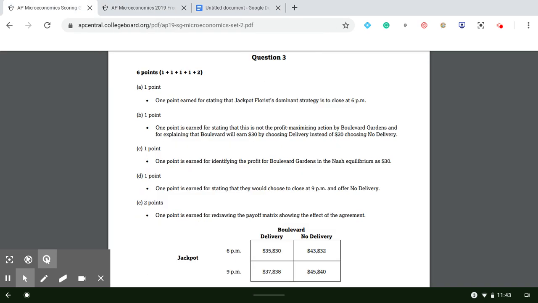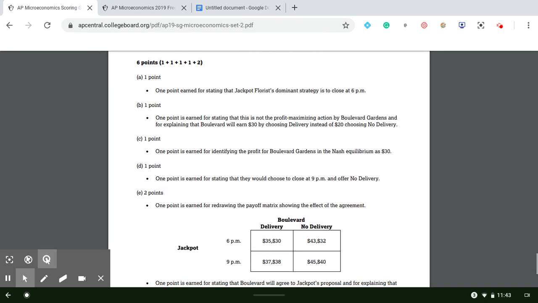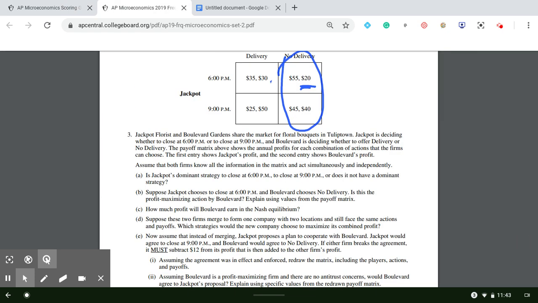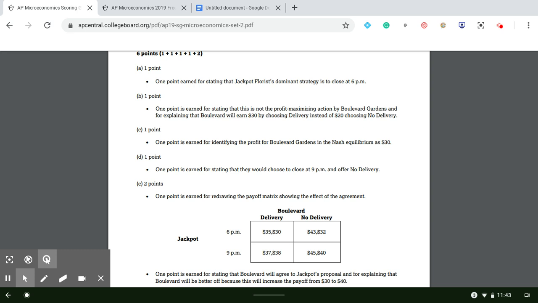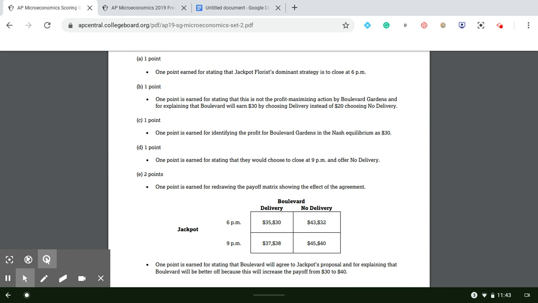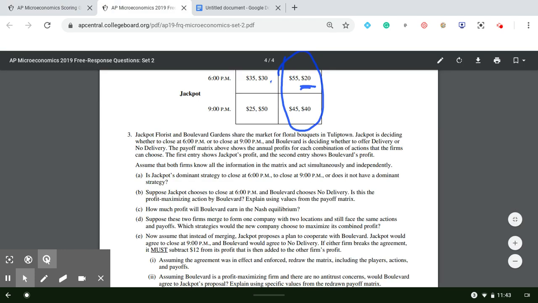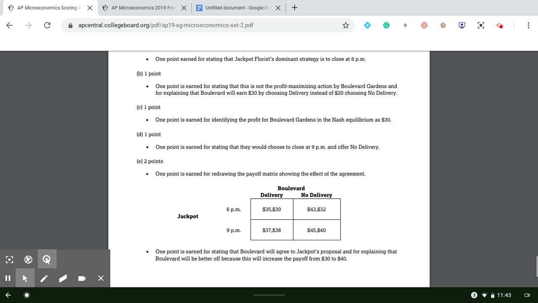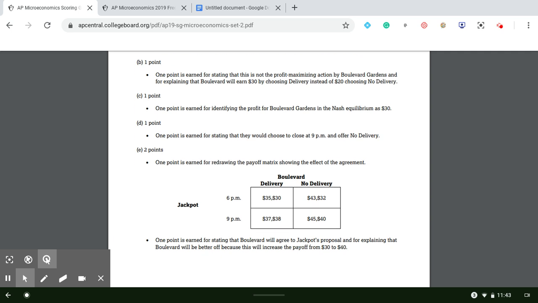Okay. One point is earned for identifying the profit for Boulevard is $30. So we're up in that corner. One point is earned for saying that they would choose to close at 9 p.m. and offer no delivery. Yeah, that's the collusion agreement. They'd be in kind of the opposite end. Looks like we drew our matrix fine, or did we? No.